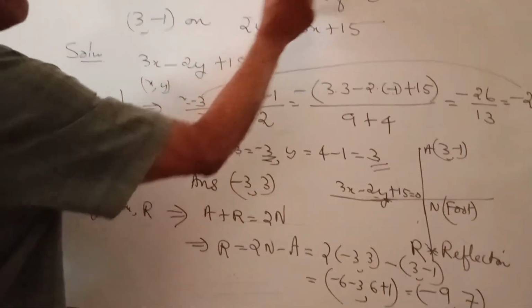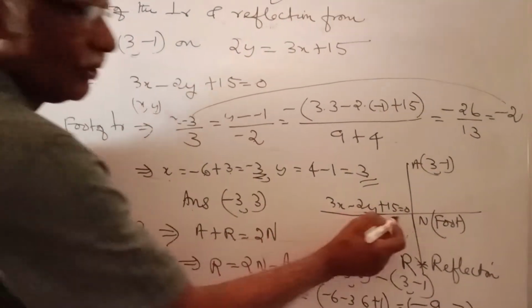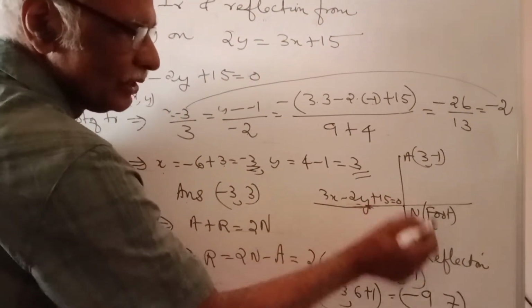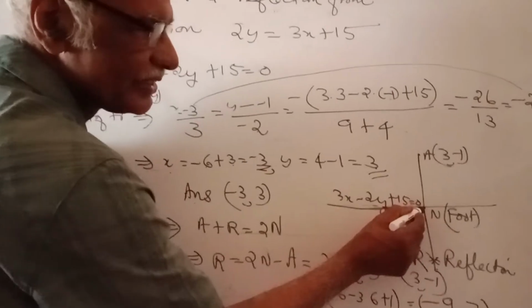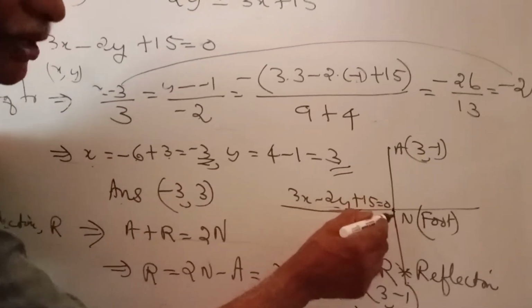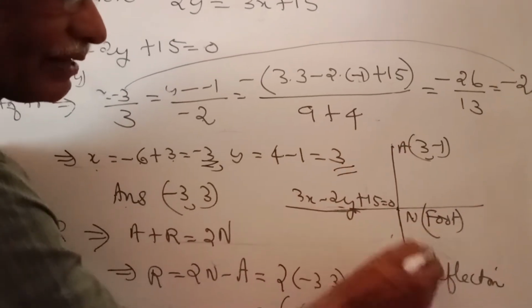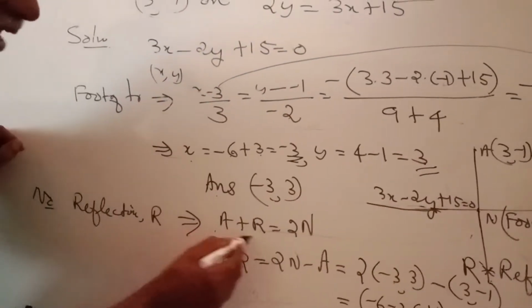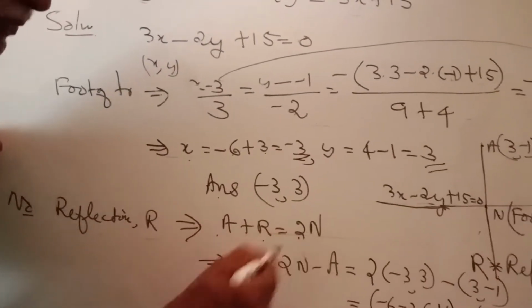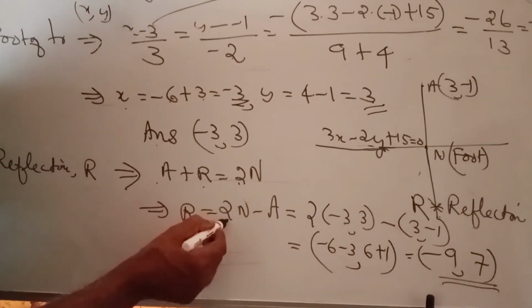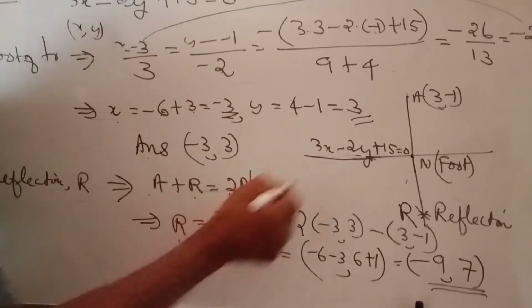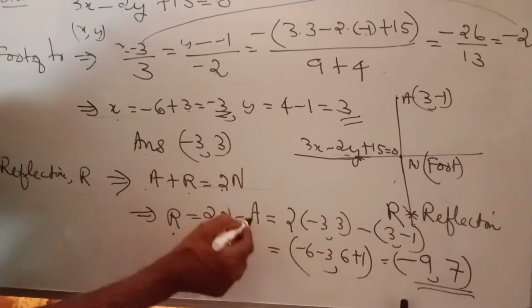Now the question is reflection. Reflection, you know, if this is the foot, this is the reflection. So this is the midpoint. So we apply that formula of midpoint. n is (a + r)/2. So we apply a + r = 2n, r = 2n - a. So you multiply 2 with n and take away a.